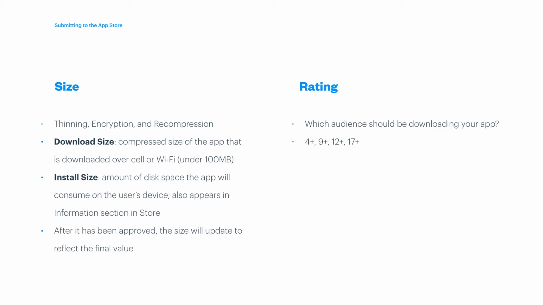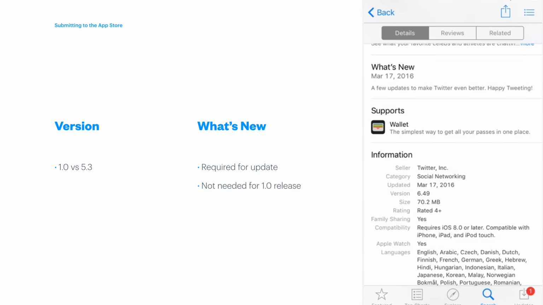And going on to rating, so who should be downloading your app and who should you be targeting this towards? So everyone is for ages 4+. If your app has a little more sensitive information or content, you'll have to choose the rating for 9+, 12+, or even 17+.